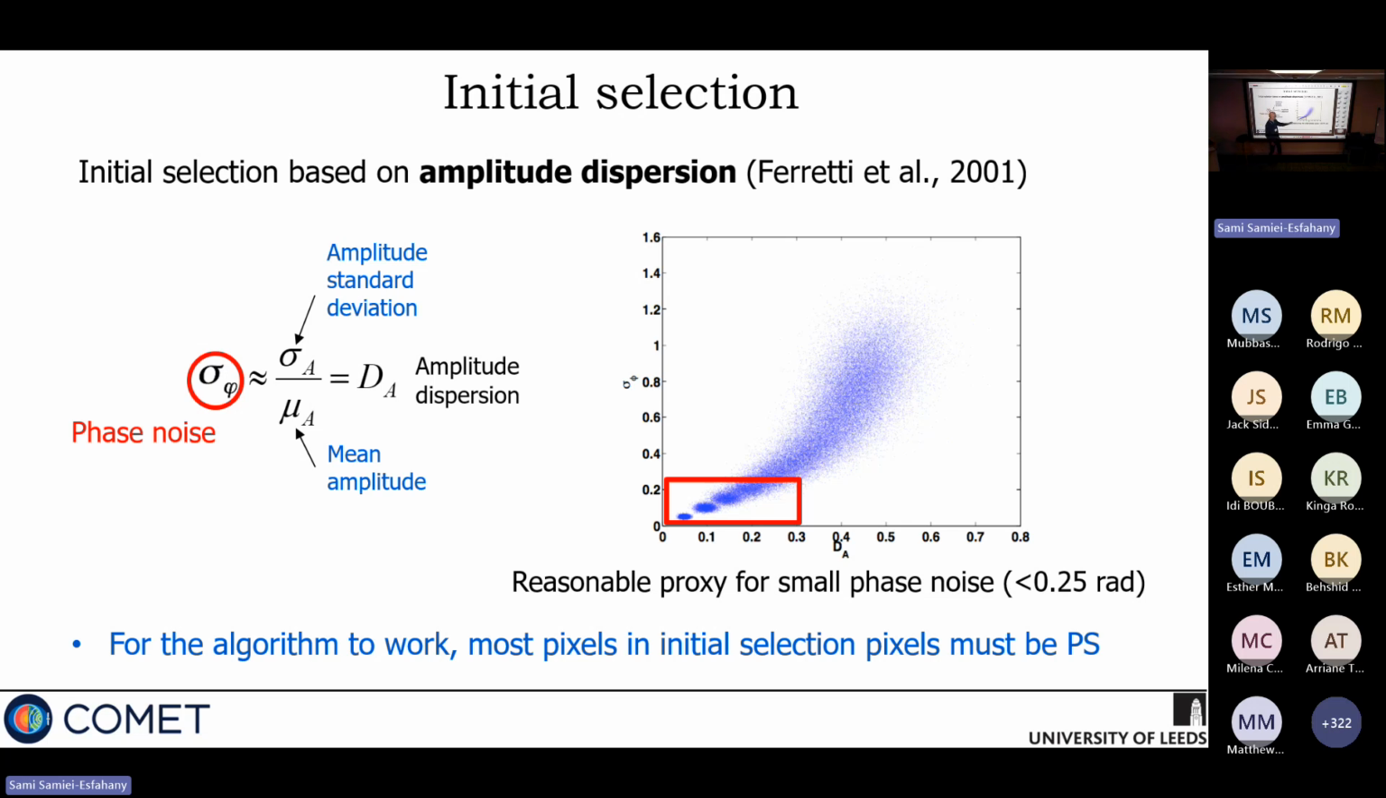For low numbers of amplitude dispersion, it's a reasonable proxy for the phase noise. As soon as you get to larger numbers, you can see it starts to really blow up. If you get to 0.4, you've got no idea what the phase noise is. But for low values, 0.2, 0.25, and so on, it's reasonable. And it's good that it's reasonable, because for this algorithm to work, you need most of the pixels in your initial selection to be PS pixels. If most of them aren't, then the whole thing falls over.